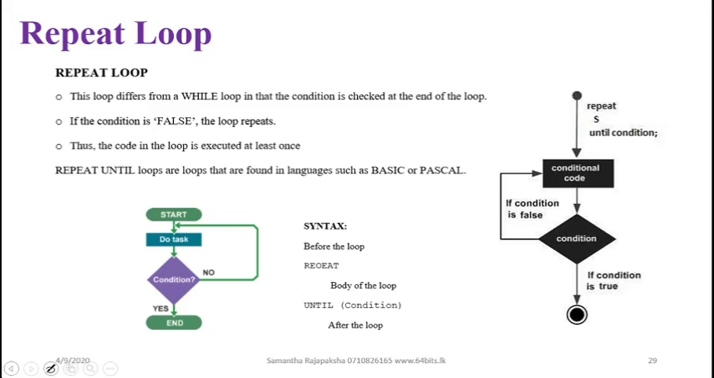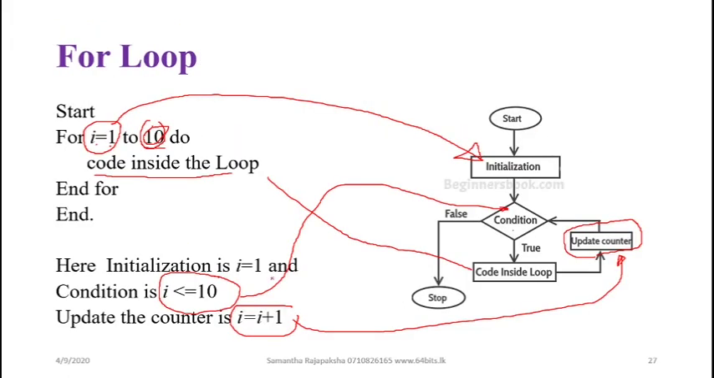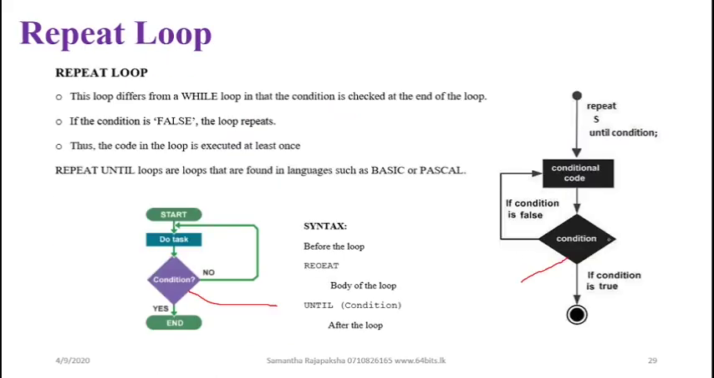Then the last one is the repeat loop. Now the repeat loop, as I mentioned earlier, is much different compared to the for loop and the while loop. So what are the differences? Here the condition is tested at the bottom, but in the for loop and while loop, you should remember the condition is tested at the beginning. If the condition is true, we continue, but here we check the condition at the end. That means the code body will be executed at least once, then only check the condition.